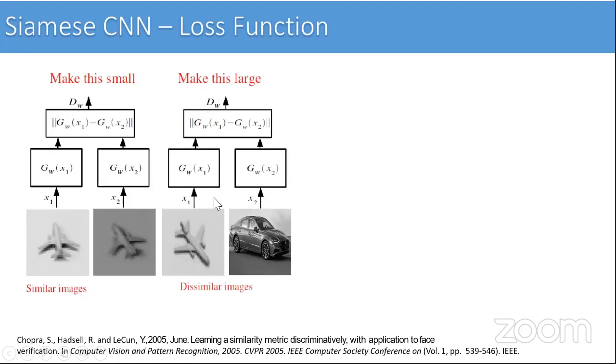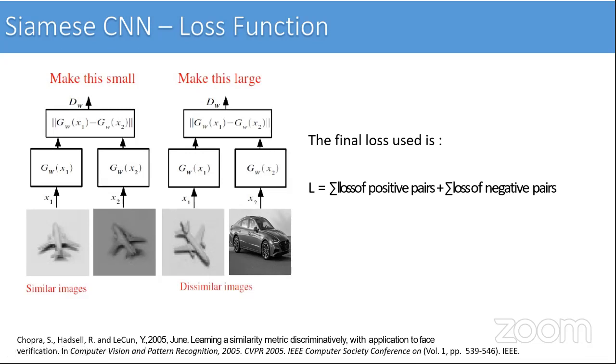Just for clarity again, I've posted this. So here images of two airplanes are compared. They are given to a Siamese network that shares the same weights W, and we'll finally be getting a distance dW, and our objective would be to make this small. However, if it is between an aeroplane and a car, our final objective will be to make it large, right? So how do we quantify that? The final loss function would be the sum of the loss of positive pairs plus the sum of the loss of the negative pairs.